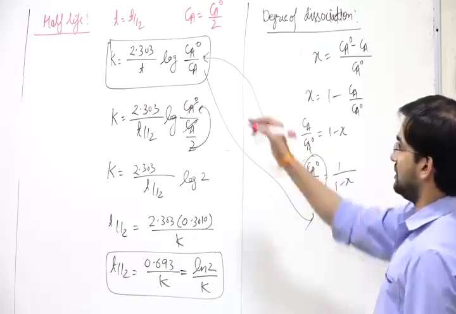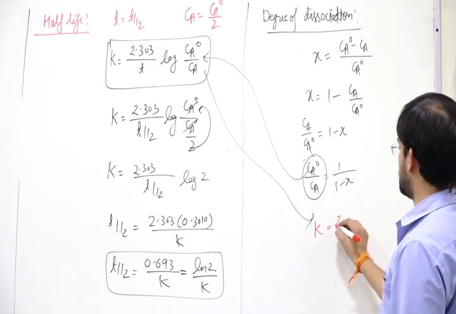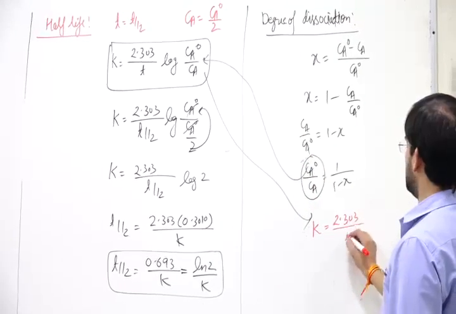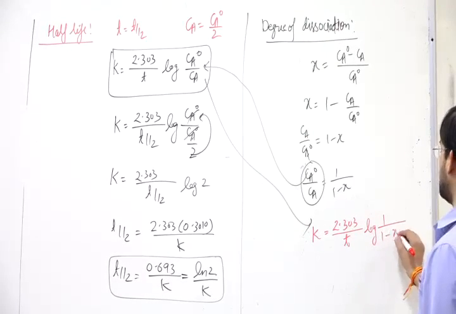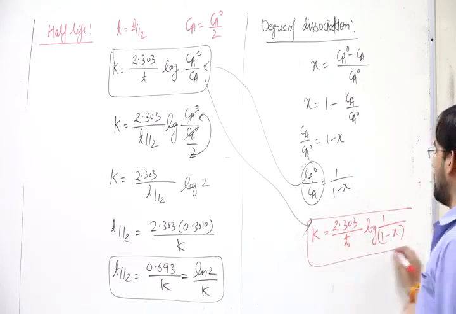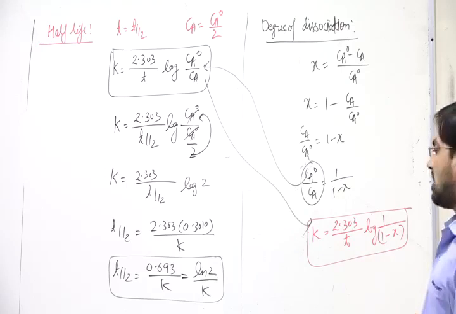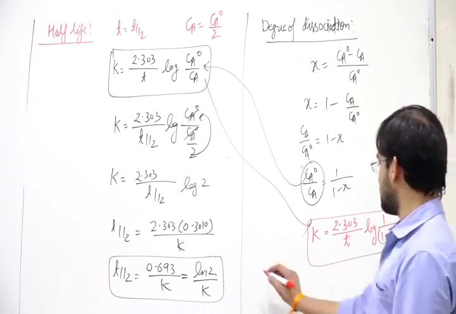This is the formula here. So if you take that and put it here, what you get? K equals 2.303 by t log of 1 by 1 minus x. Now this is your formula in terms of degree of dissociation.